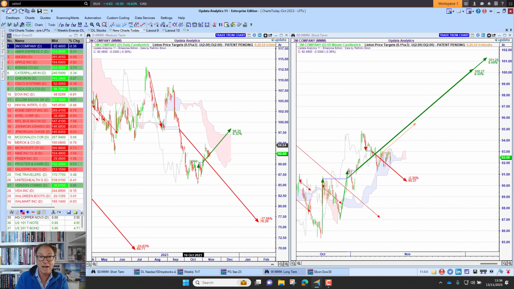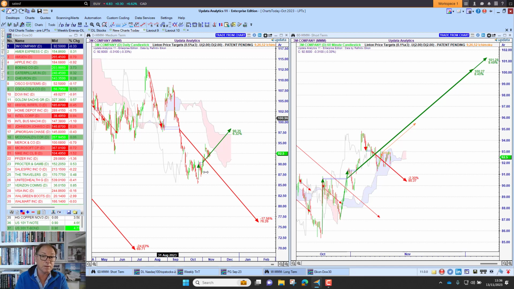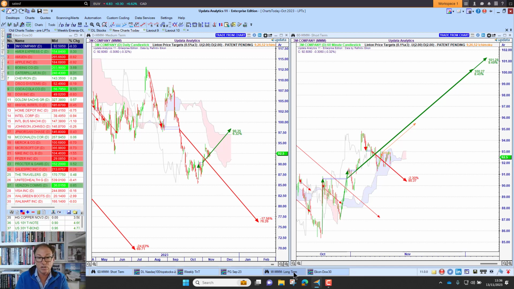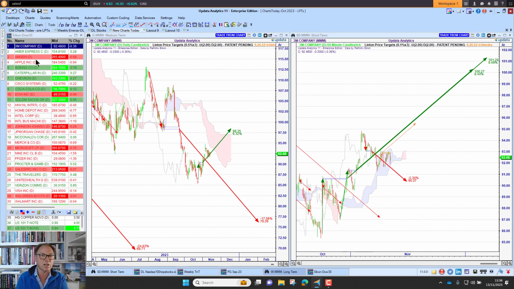So this is 3M, for example. Short term, we are looking okay, but medium term, we're below the cloud. And as you saw on that long-term chart, it's not looking great. We're below the cloud. Downward targets. You do not want to be looking at stocks with those downward targets. You want to be focusing on the upside.